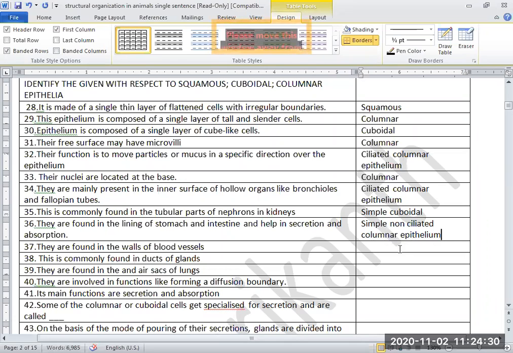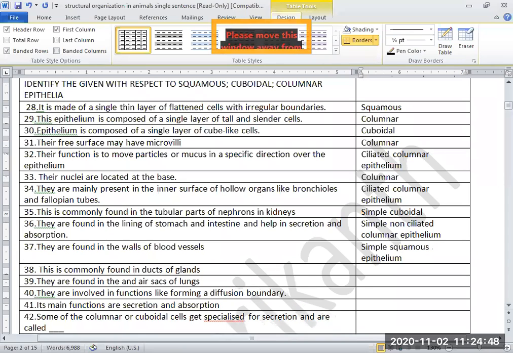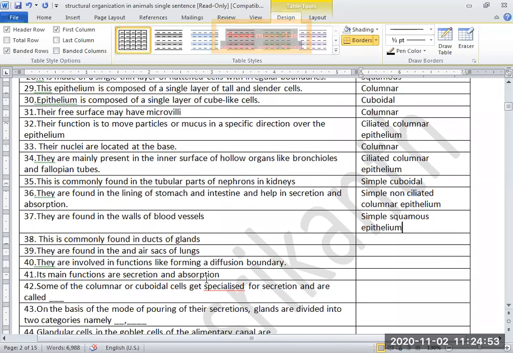They are found in the walls of blood vessels. Simple squamous epithelium. This is commonly found in ducts of glands. Cuboidal epithelium. Yes, very good.